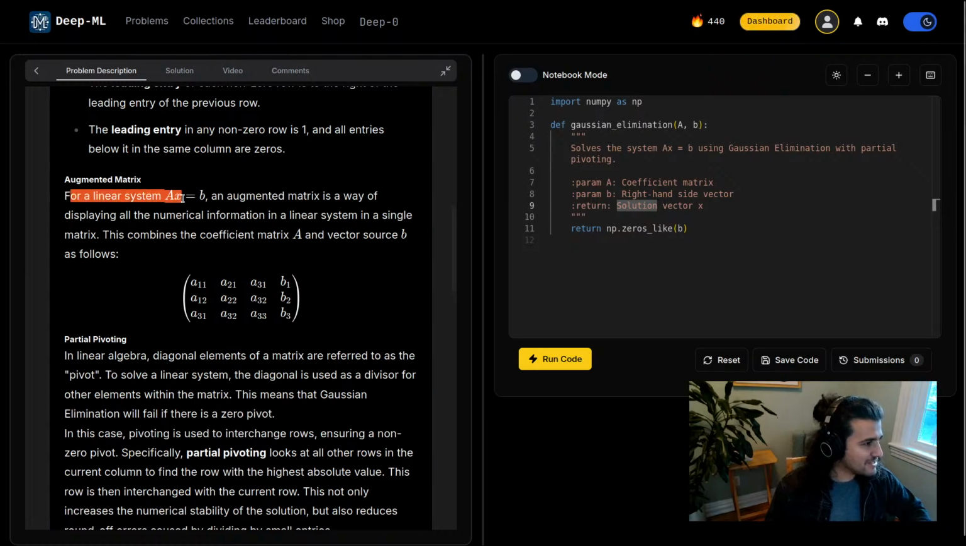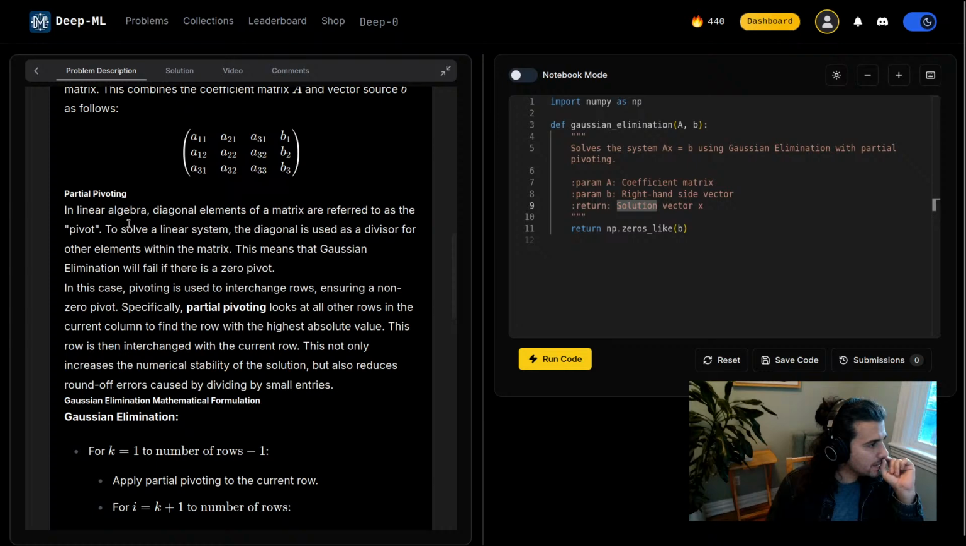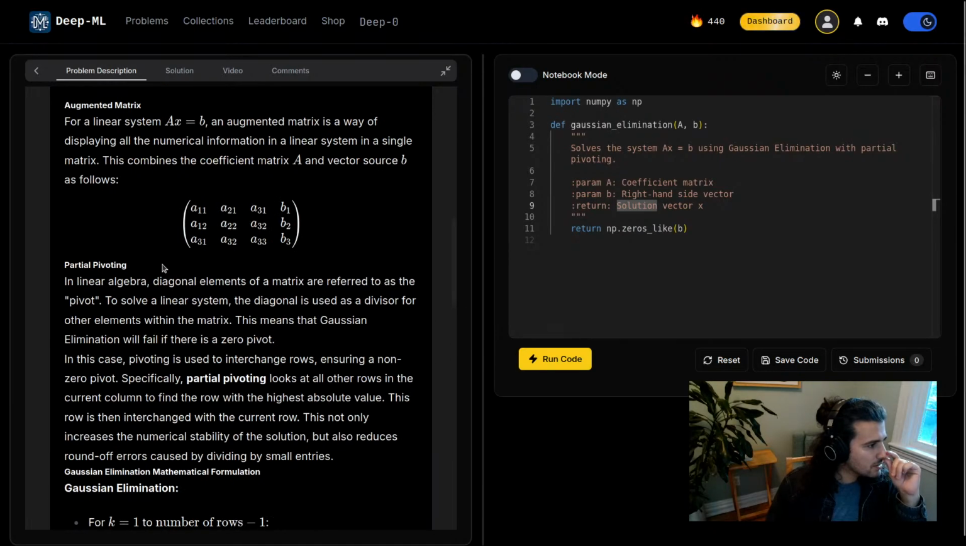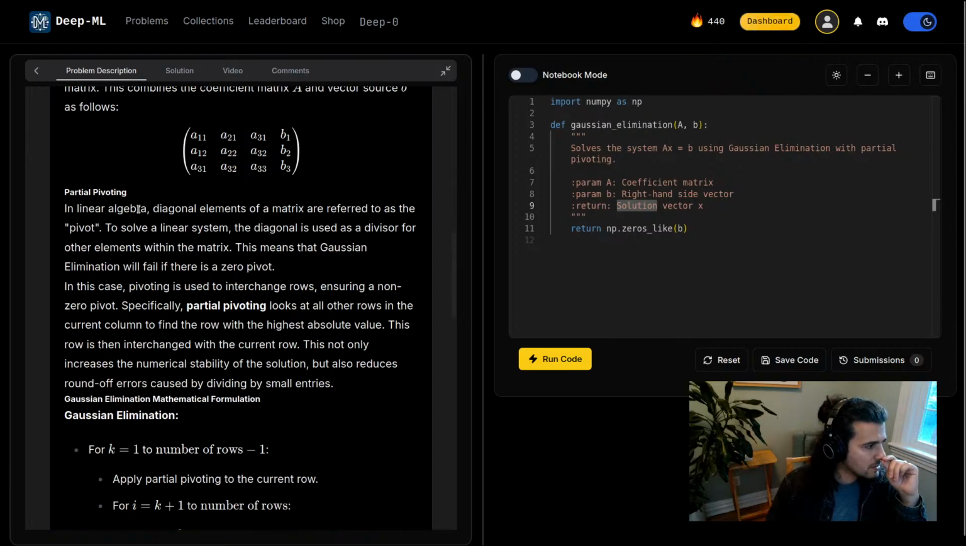Okay, so for a linear system, AX equals B, an augmented matrix is a way of displaying all the numerical information in a linear system in a single matrix. Let's combine the coefficient matrix A and the vector B. Oh, this I know. And this is the augmented matrix. True. Okay, in linear algebra, the diagonal entries of the matrix are referred to as pivots. I know that.